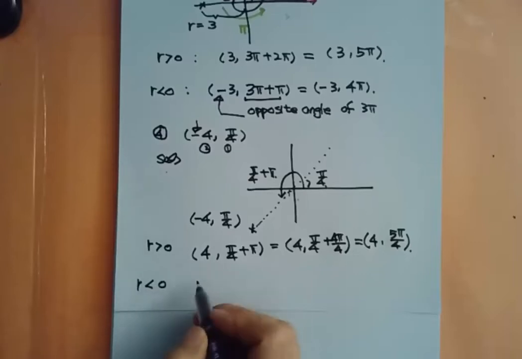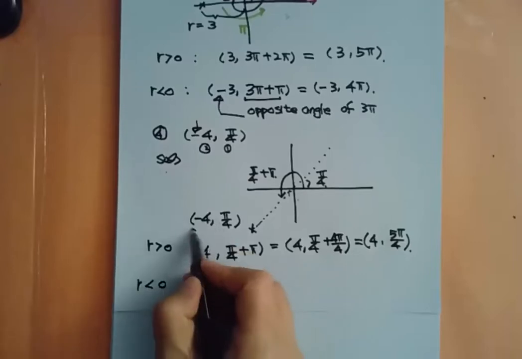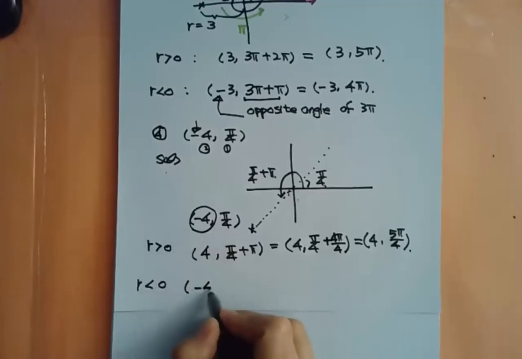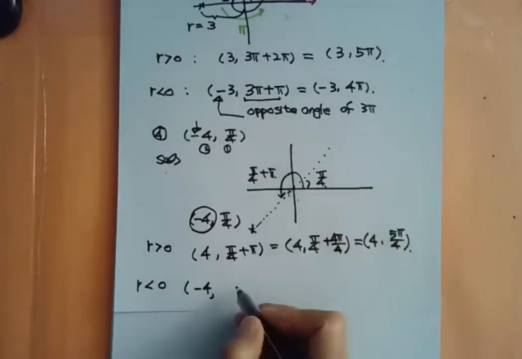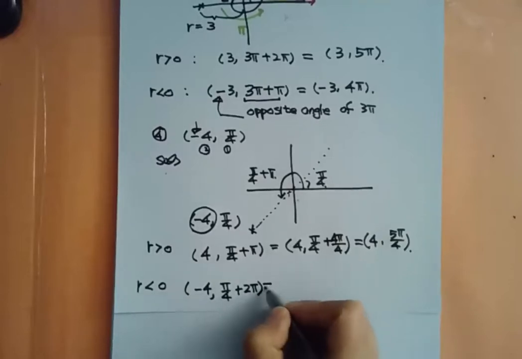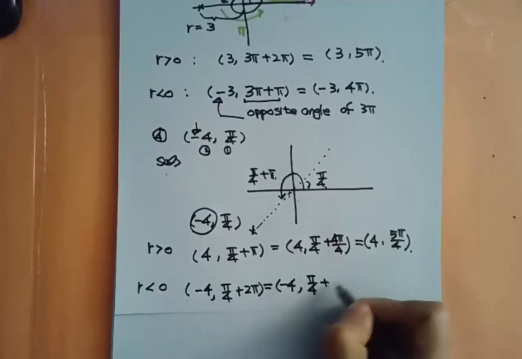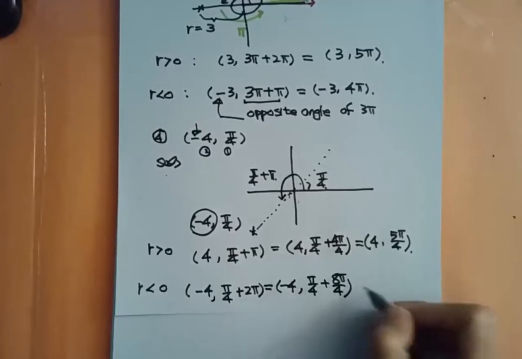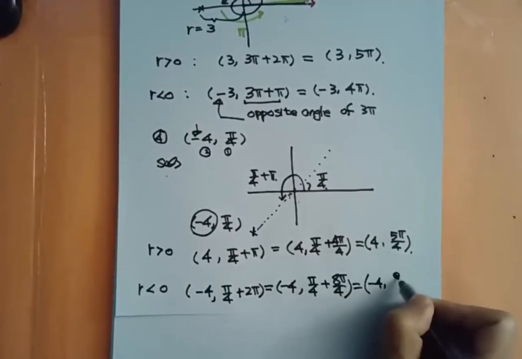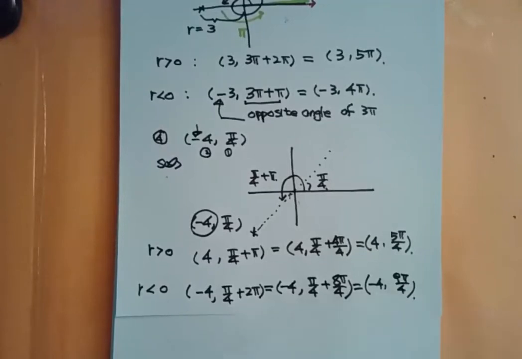And then r is negative, and r is negative from the beginning, so -4. And then we will think about the coterminal angle, so pi/4 plus 2 pi. So that is -4 and pi/4 plus 8 pi/4. So that is -4 and 9 pi/4. So any question?